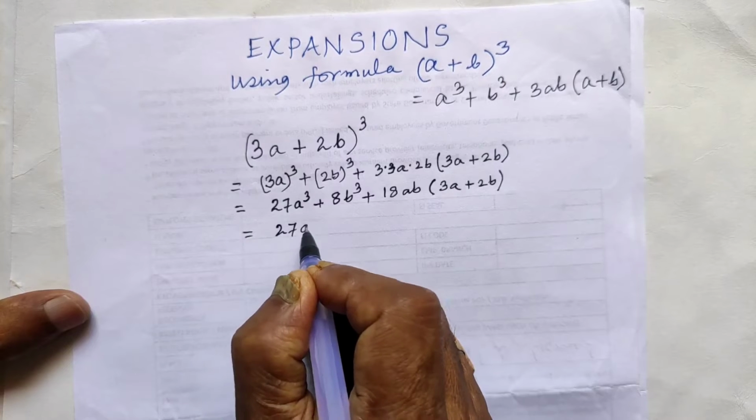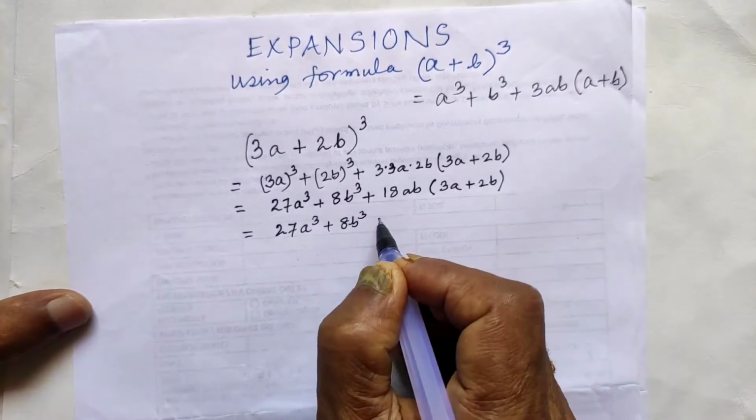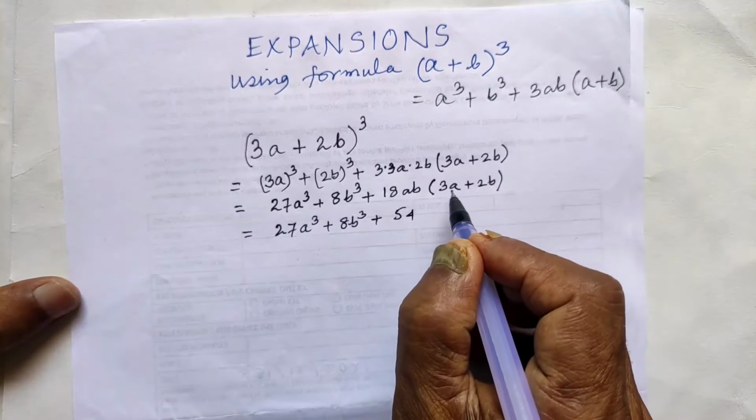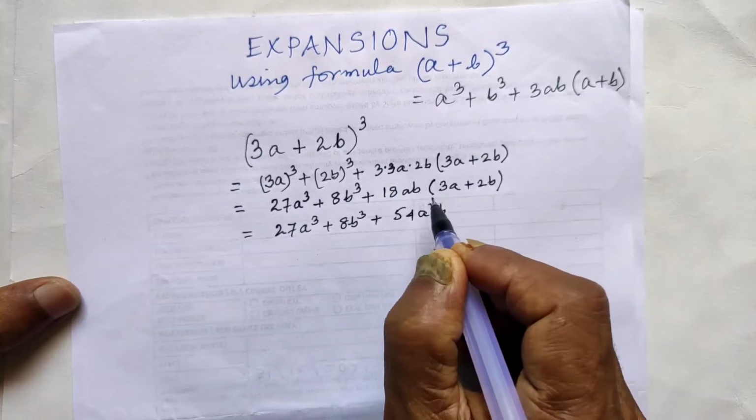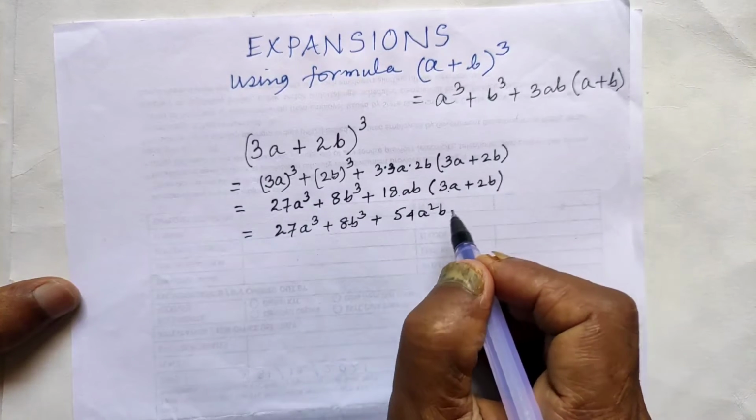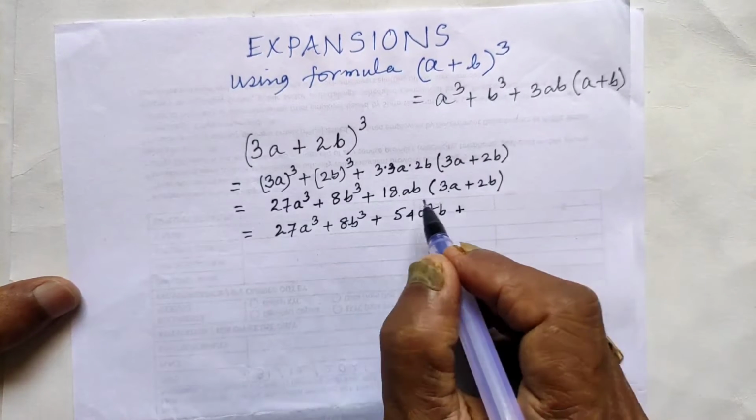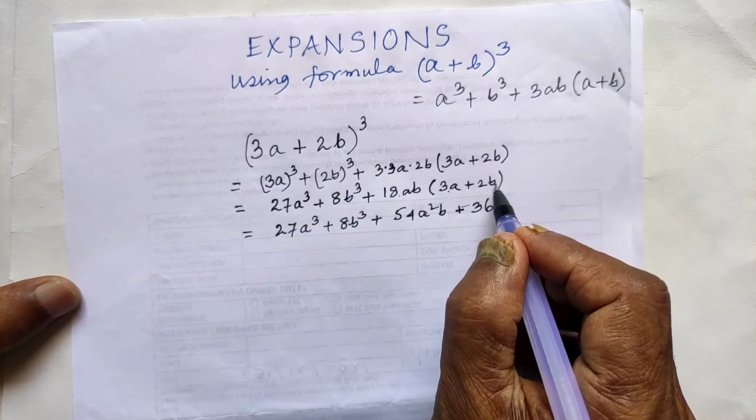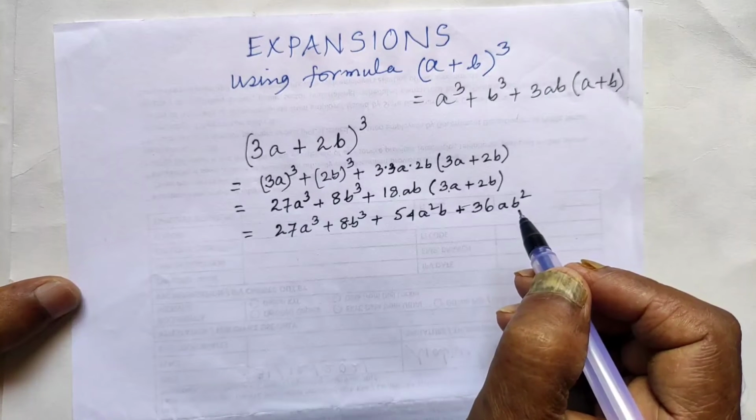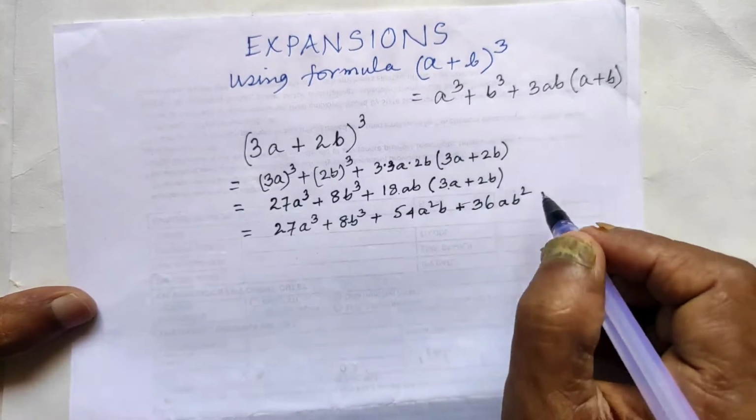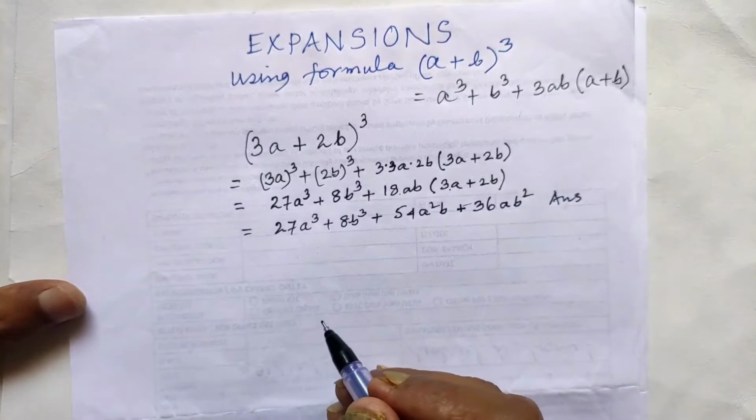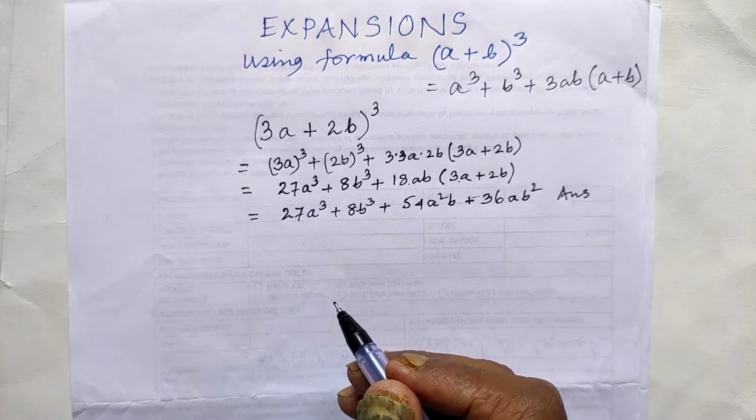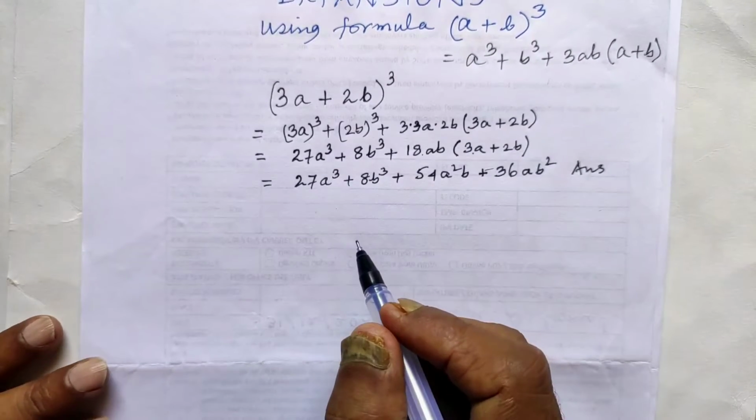So, write as it is given: 27a cube plus 8b cube plus 18 threes are 54, so a into a square and b, that is the first one, the second one plus 18 twos are 36, a is here and b square, all right. When you do it, then you get the answer. Remember it, okay. Sums are not difficult, only you have to apply the formula carefully and be good in your multiplication, division, all these fundamental things of mathematics.